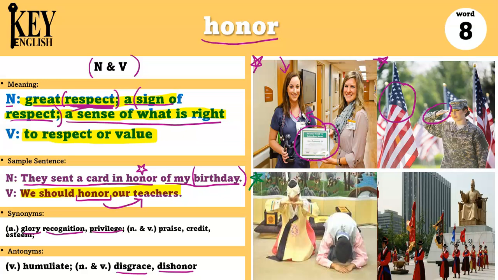During Chuseok, many people bow to their elders or to their ancestors to honor them. So we can say they honor their ancestors by bowing. Or in many places all over the world, there are usually statues of famous or important people in history. So we can say they built a statue to honor someone. Synonyms are praise, credit, esteem, and an antonym is humiliate. So is there anyone that you honor? Or have you ever received any honors?